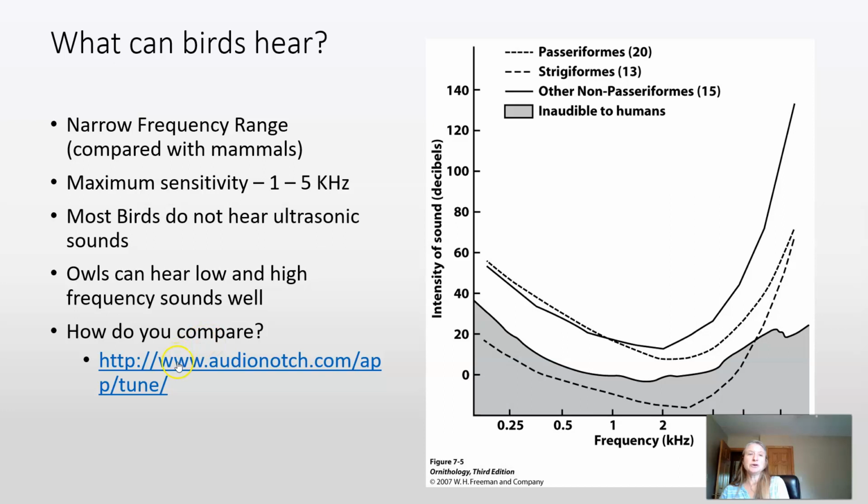What's really kind of cool is if you go to this Audio Notch app, it's actually for tinnitus, for people that have ringing in the ear, to find out what frequency they're at. You have to modify a little bit because this is kilohertz, and I think their scales are a little bit different. But you can go ahead and play sounds at different frequencies and see if you can hear them and when you can't hear them. A lot of people, if they have hearing damage, can't hear those high frequency sounds. So take a few moments. I know you have a lot to do, but take a few moments and play around with that and see what frequencies you have and how you compare with owls as well as other birds.